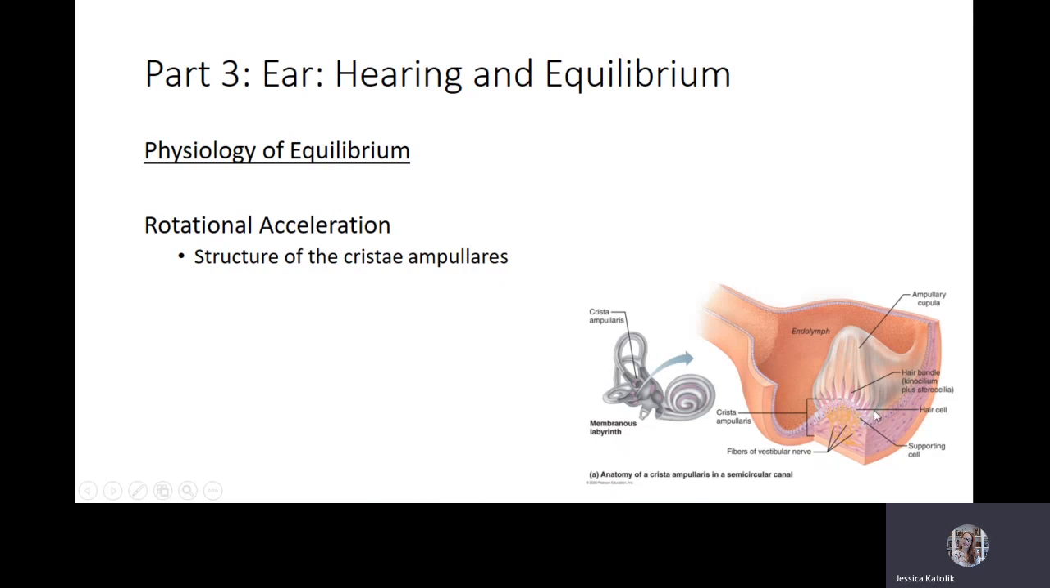So we'll have the kinocilium and the stereocilia, those hair-like extensions coming up from those cells. Those hair-like extensions are going to be embedded in the cupula right here. So the ampullary cupula will, again, be like a jelly-like membrane and will act very similar to the otolith membrane in the macula. Again, these hair cells are going to stimulate the vestibular nerve, and that information will be interpreted as rotational acceleration when it gets into the central nervous system.